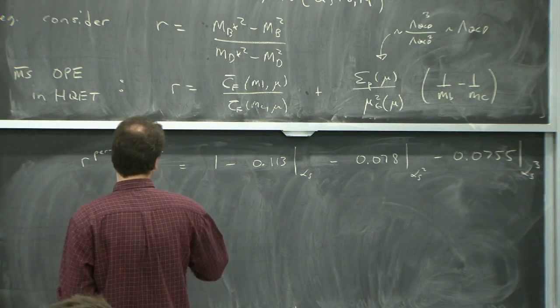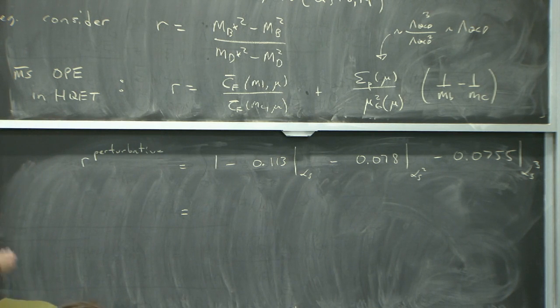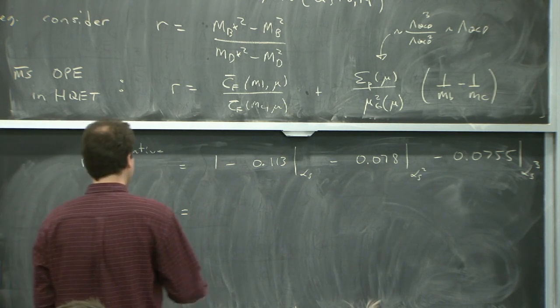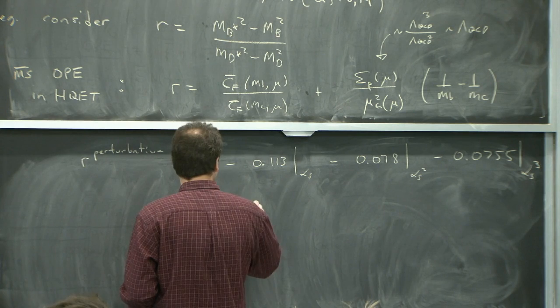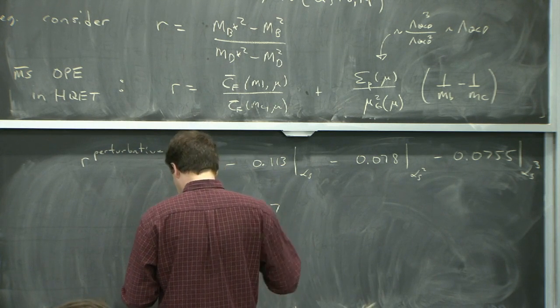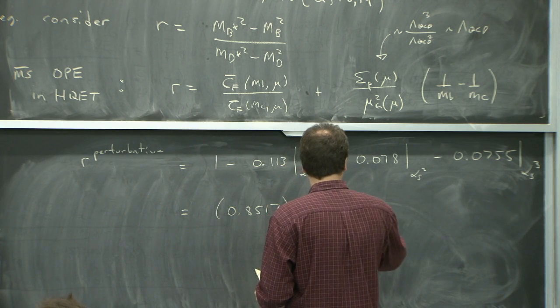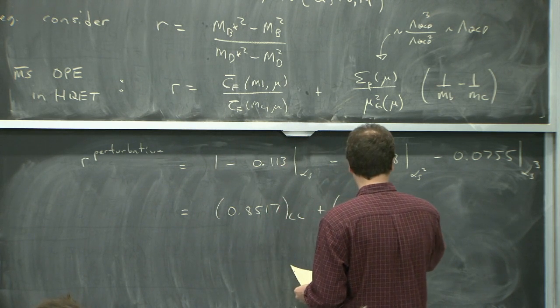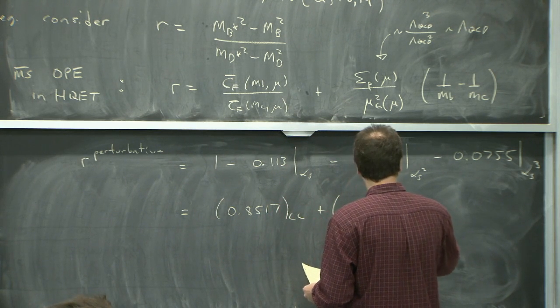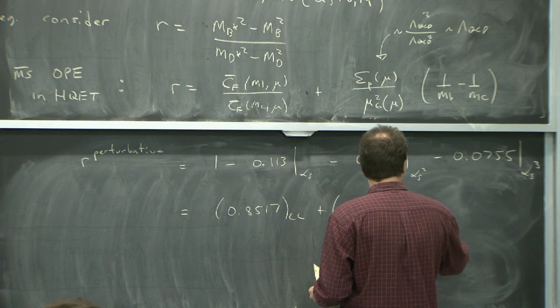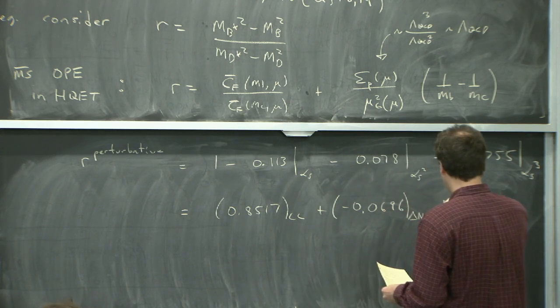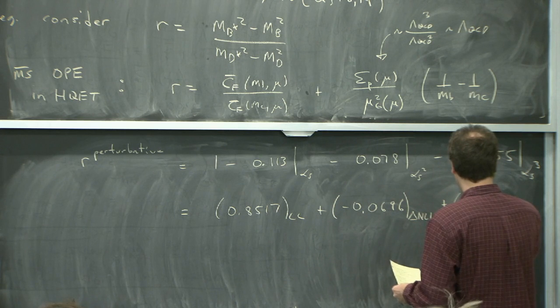Well, you might say, of course, there's logs. So I should resum the logs. So let's resum the logs. So leading log. And then I get, since I have higher order anomalous dimensions, let me put in next-to-leading log. And actually, I have one more order, so let me put that in too.